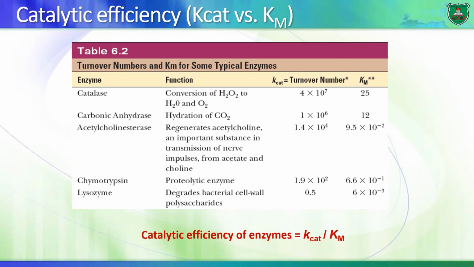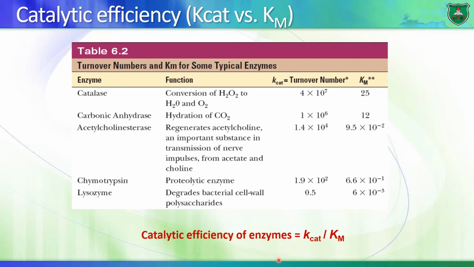So Kcat tells us something about how good an enzyme is in converting a substrate to a product once it binds to it. But it does not give us any information of the affinity, how strongly it binds to the substrate. At the same time, Km tells us something about the affinity, but it does not tell us how good an enzyme is in converting a substrate to a product once it binds to it. So it's really the combination of both Kcat and Km that can give us information about how efficient enzymes are.